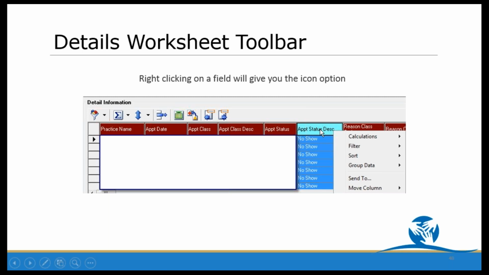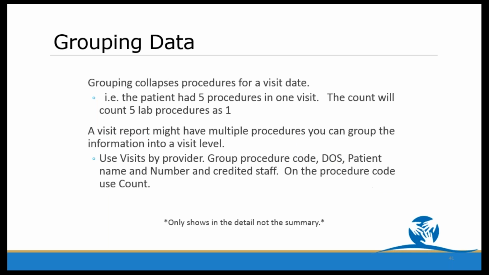But again, if I'm actually on a field within the worksheet, I can right click and I'm going to get those same exact things, my calculations, my filters, my sort, group, etc. Grouping data. So grouping data, again, is either you right click and you find grouping data or you select your icon to group data. So what grouping data does is it collapses procedures for visit dates, for example.